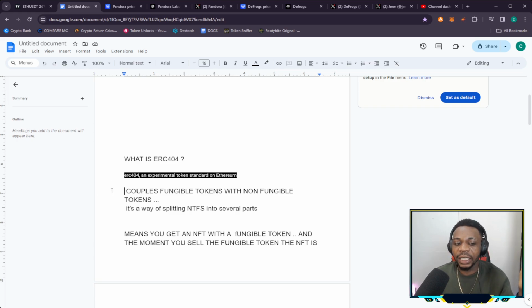But for now, I think it is still very early for me to jump into this kind of trend. Yeah, it's going to actually make buzz, because in the bull run, everything sells, and having your NFT coupled with fungible tokens together, it's kind of a big narrative.